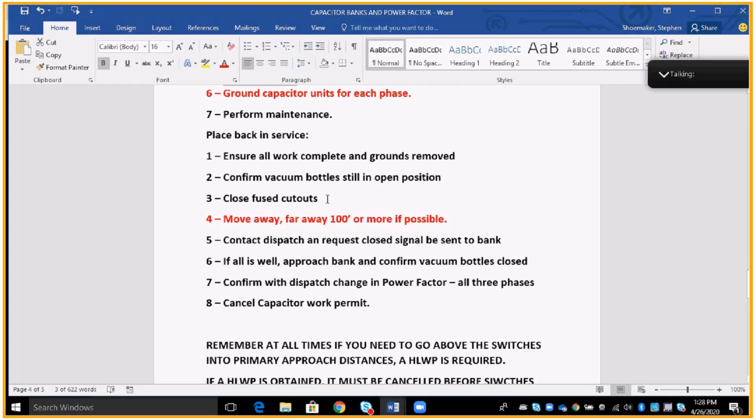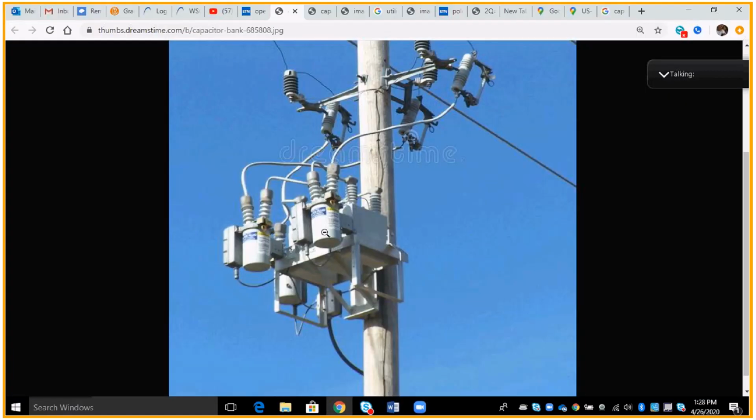Close the fuse cutouts. Remember, I've got an open here, here, and here. So if I close the fuse cutouts, it's not going to be energizing the bank. It's going to be closed. I'm going to have power going down my low side riser to the vacuum bottle, and it's going to stop here because I have an open vacuum bottle. It cannot go to the bank.